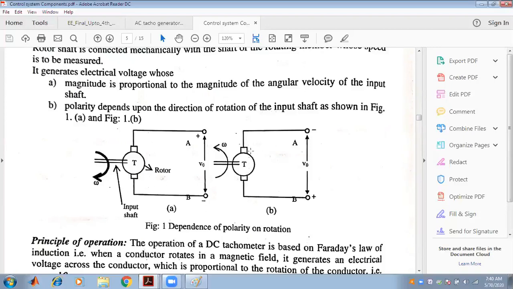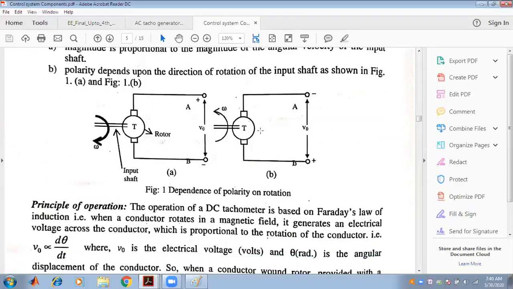So the rotor is a rotating part, and the polarity depends upon the direction of rotation of the input shaft. The input shaft is rotating in this direction, that is, clockwise, and the polarity also depends upon the direction of rotation of the input.